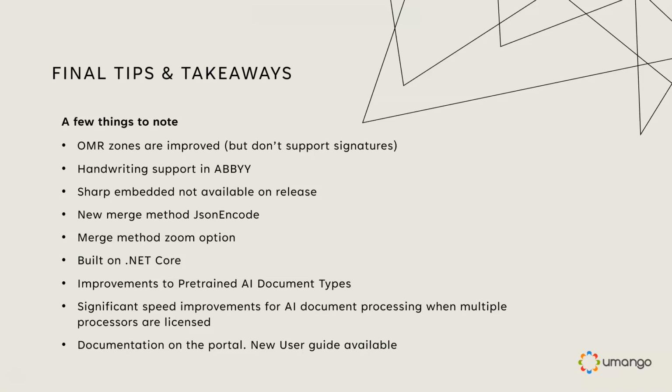We're also introducing handwriting support in ABBY in Umango 25. So as you know, in Umango 23, we supported handwriting in our cloud engine, but not in ABBY. Well, that's there in ABBY. The reason that is a great thing is it means that you have handwriting support on-premise. But I would also always suggest to you that our cloud engine actually has better handwriting support than ABBY. It just works more reliably. ABBY's still very good, I should point out.